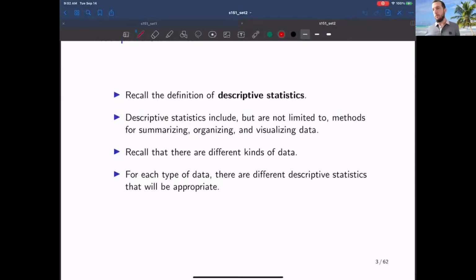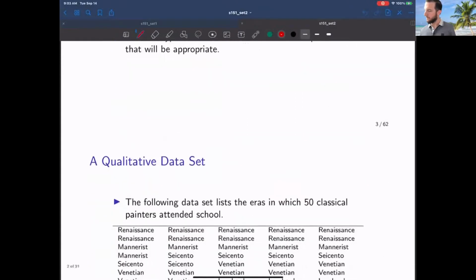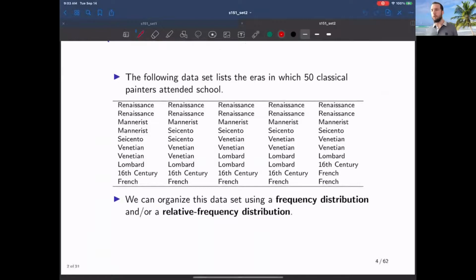Okay, so everything that we're going to study in the second lecture set would fall under the umbrella of a descriptive statistic. And that includes the visualizations, so the graphs that we're going to look at. Those are descriptive tools that would be a part of the descriptive statistical toolbox, if you will. Okay, so we're going to start by discussing how we can summarize qualitative data.